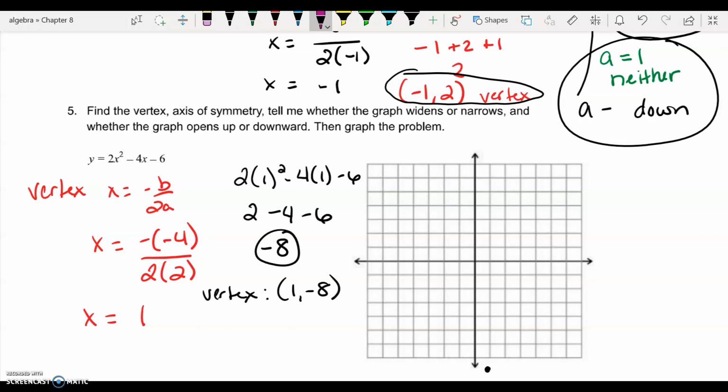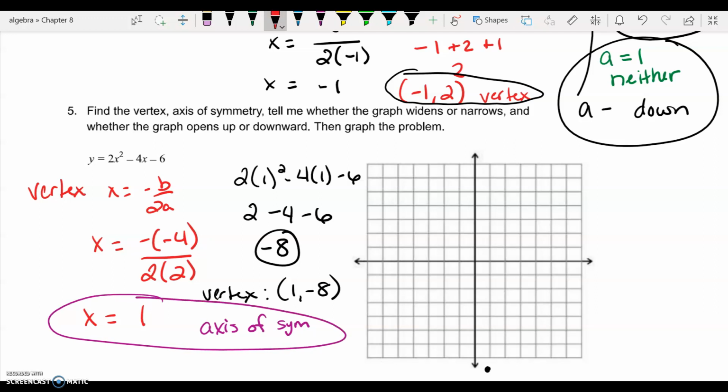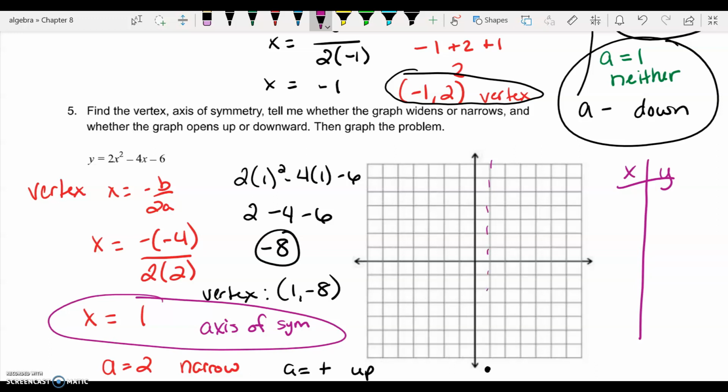So the next thing is your axis of symmetry. You've already found it. Now this one, my A is 2, so that means it's going to narrow. And it's going to go up because my A is positive. So now you've got to graph it. Guys, you can make the XY chart. However, you can also use your axis of symmetry to help you. What is your y-intercept going to be? It's your last number if it's in standard form. So my y-intercept is -6.